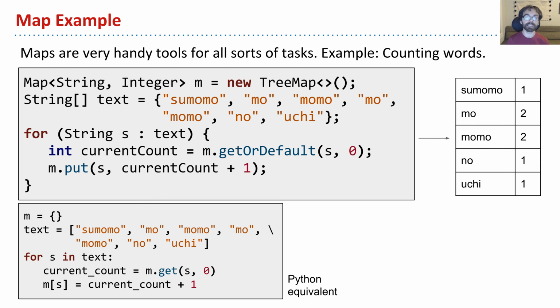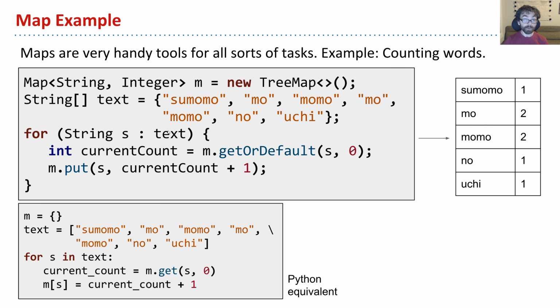To give you a sense of why a map might be useful in a specific task, let's say we want to count the number of times that each word occurs in a string. So I have here sumomomo, right? Sumomo mo momo mo momo no uchi. I want to count the words, and to do this, I create a map that goes from strings to integers, and in this case, one of the specific implementations, which we'll be talking about in this lecture, is the tree map.